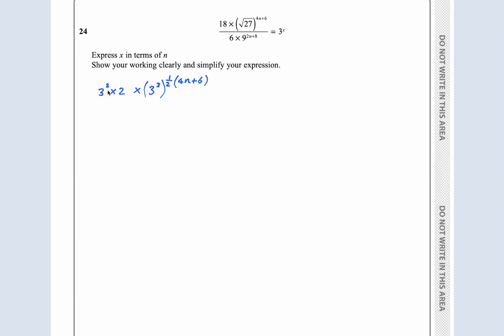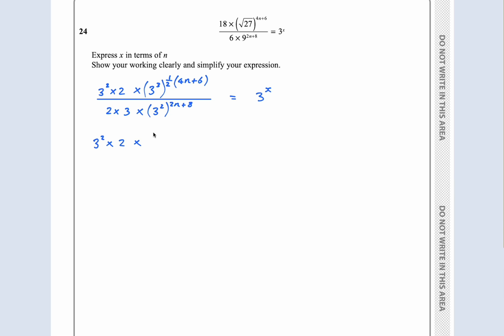Okay, then we're going to divide by 6, which is 2 times 3. And 9 is 3 squared. So that just becomes 3 squared times 2n plus 8 equals 3 to the power of x. Okay, now I'm going to cross multiply, guys. I'm going to multiply this by this. So I'm going to have 3 squared times 2 times, I'm going to multiply all these out.